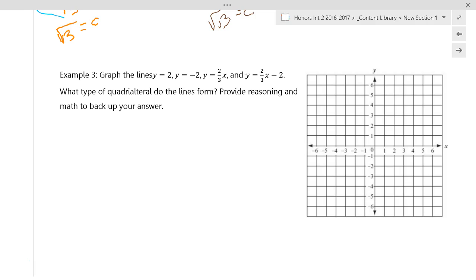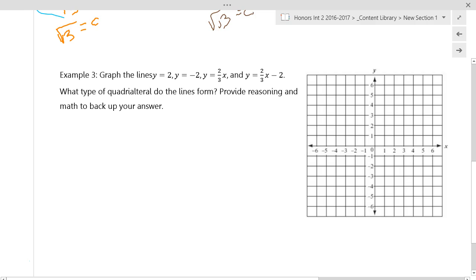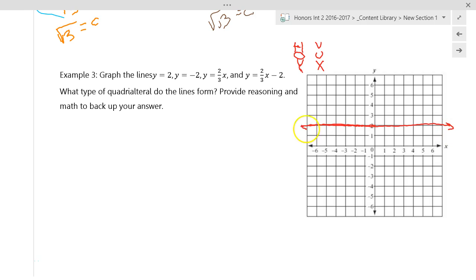Graph the lines y equals 2, y equals negative 2, y equals 2/3 x, and y equals 2/3 x minus 2. I'm going to start with the line y equals 2. Remember, "y is a horizontal line." That's the way to remember it. So I go to where y is 2, and I draw straight across. I have the same thing, y equals negative 2. I go to where y is negative 2, and draw straight across.